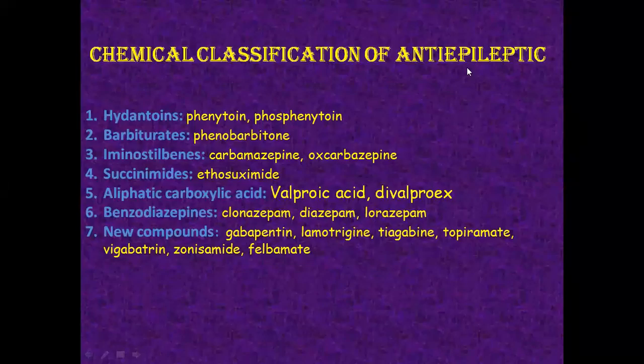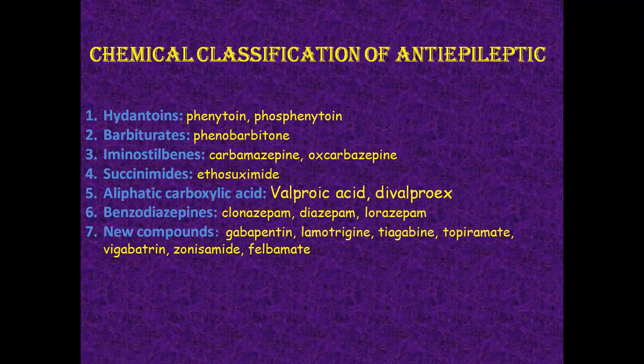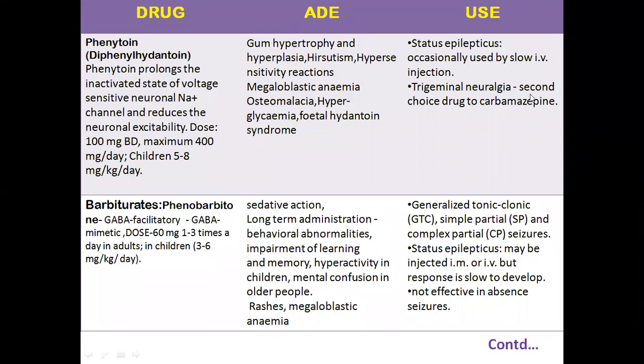Hey there. Now I'm going to discuss several groups and categories of anti-epileptic drugs according to their chemical classification, their adverse effects and use. Our first drug is phenytoin. Phenytoin prolongs the inactive state of voltage-sensitive neuronal sodium channels and reduces neuronal excitability.